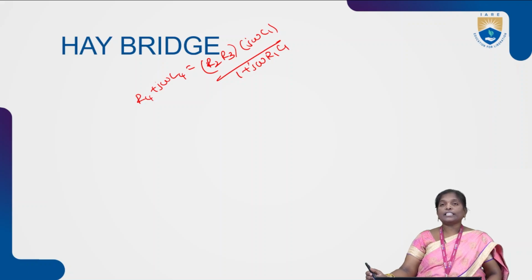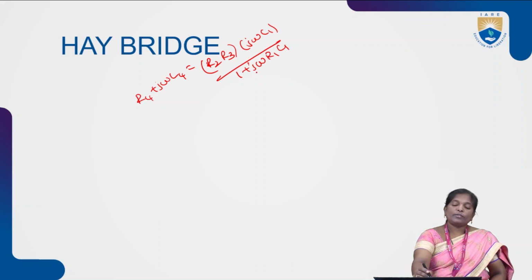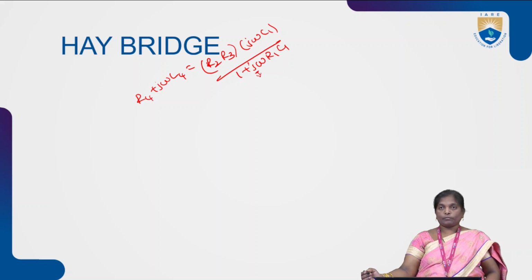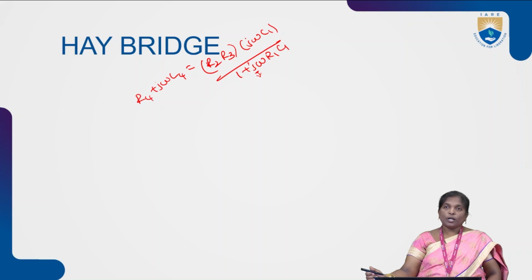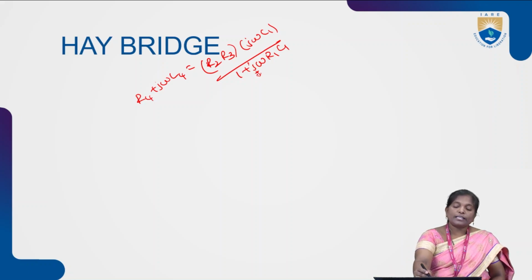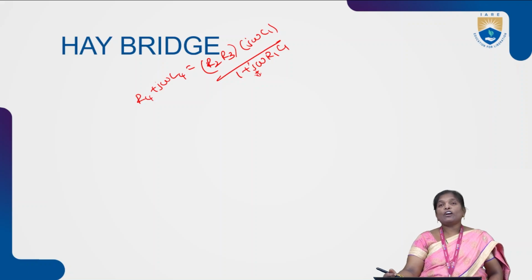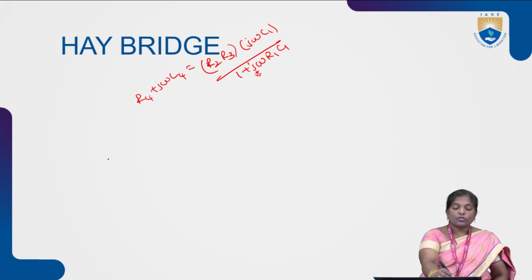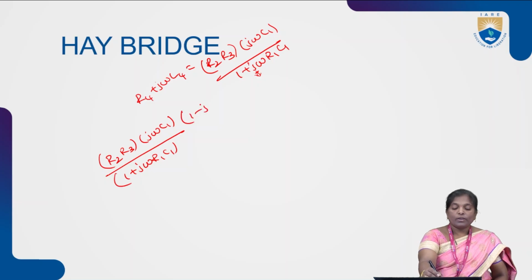So to simplify this expression, first of all see that the denominator consists of an imaginary term. For any equation there should not be any imaginary term in the denominator. So to remove the imaginary term in the denominator, we have to multiply the entire equation with 1 minus J omega R1 C1. So R2 R3 into J omega C1 whole divided by 1 plus J omega R1 C1 into 1 minus J omega R1 C1 by 1 minus J omega R1 C1.